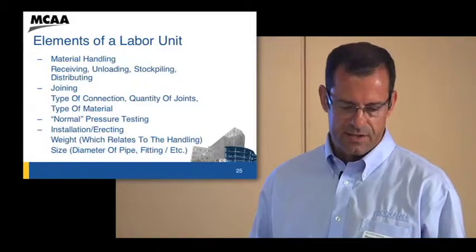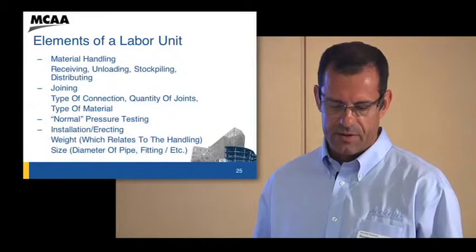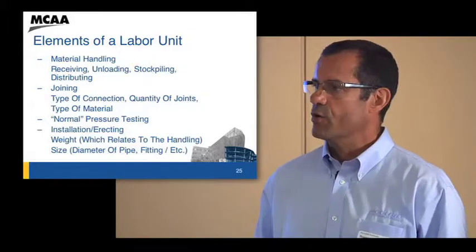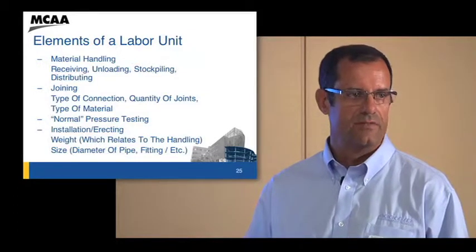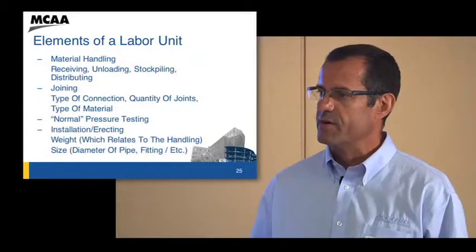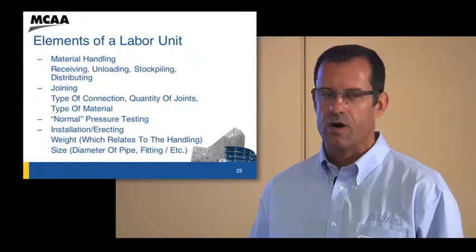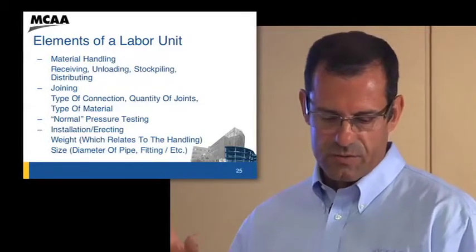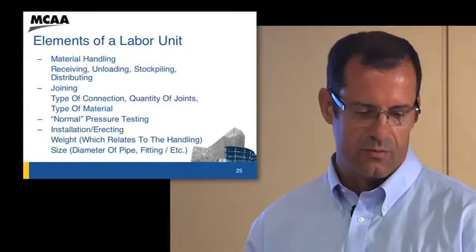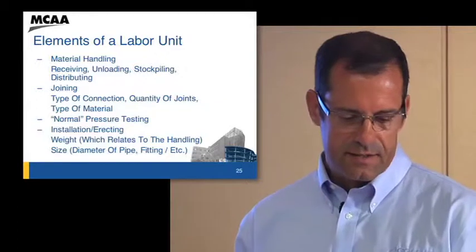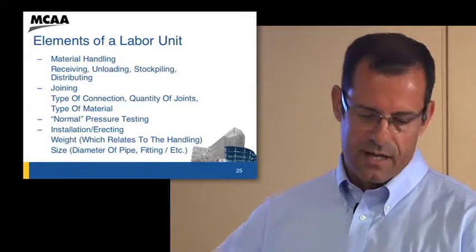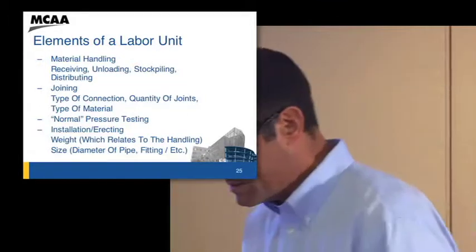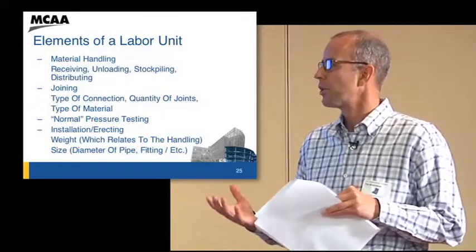Again, we do take into consideration how it is joined, the type of the connection, and the number of connections around it. We also take into account normal pressure testing. Normal is defined as 1.5 times operating pressure. Anything above that, like a 500-pound hydro, you need to add a little more labor, although I would probably argue that it doesn't take much more to do a 500-pound. Normal pressure testing is 125 pound or 1.5 times operating. Then there's installing or erecting, getting it up in place once it's done. Obviously, the weight of that item is a very large component of that. If you read the basic assumptions, I think it says within 200 feet of its final location.